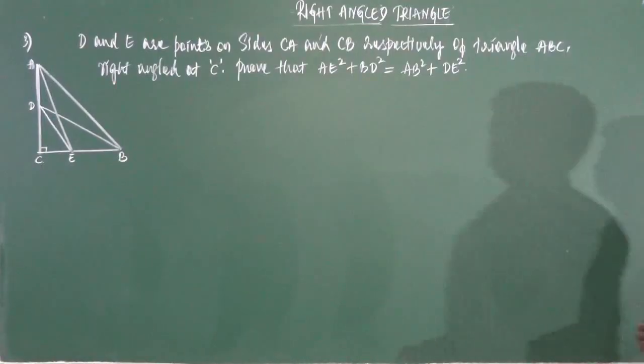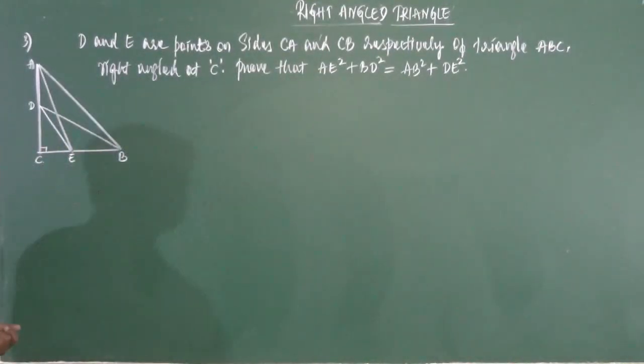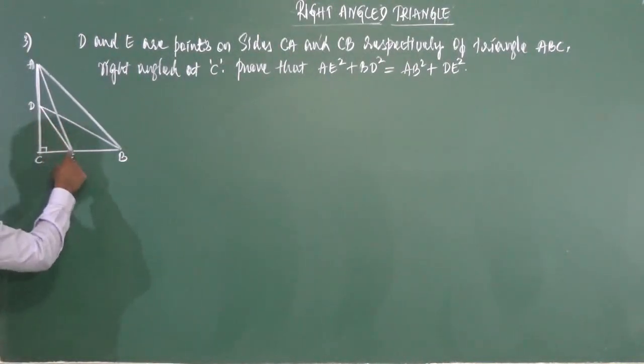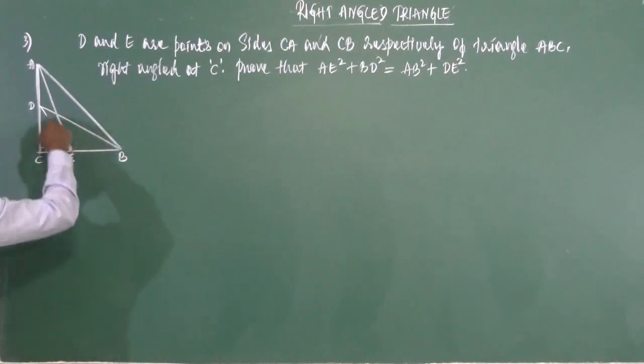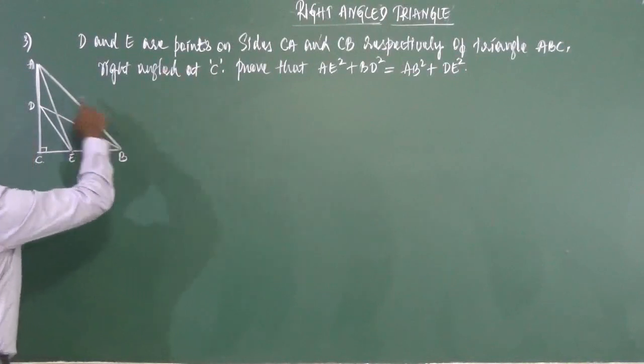Okay. So let us get into the third problem. Very important. 2 marks rider on right angle triangles. Very important. You have to listen very carefully here. So here D and E are points on sides AC and BC respectively of triangle ABC.